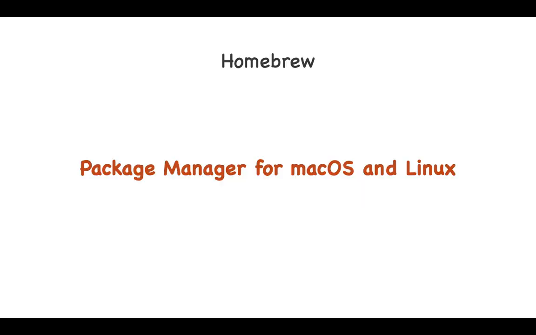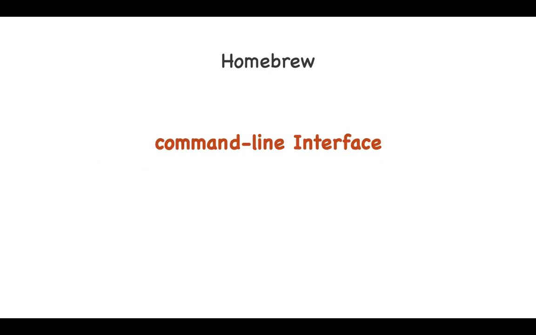As I mentioned earlier, Homebrew is a package manager for macOS and Linux that allows users to easily install software and utilities on their systems. It's similar to package managers like apt-get on Debian-based Linux systems or yum on Red Hat-based Linux systems. Homebrew simplifies the process of installing software on macOS by providing a command line interface to manage packages. It automatically handles dependencies and updates.